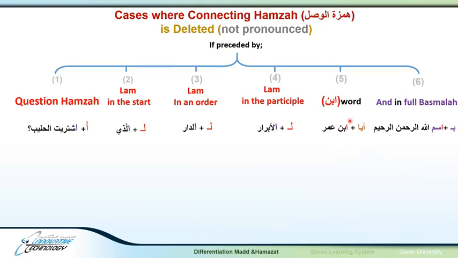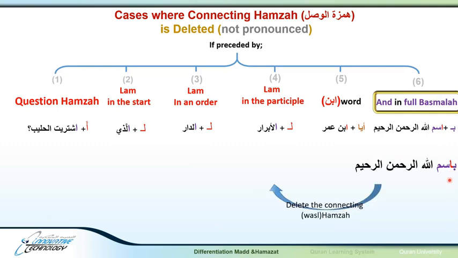We'll move now to al-Basmala. When we have Bismillah ar-Rahman ar-Rahim, we don't say bi ismi Allahi, but we say Bismillah ar-Rahman ar-Rahim and delete the alif of al-wasl and its hamza.